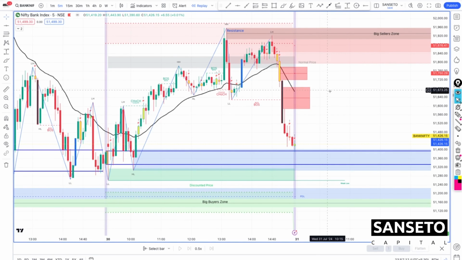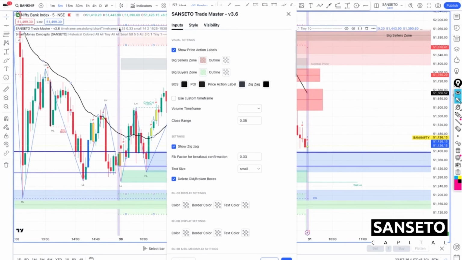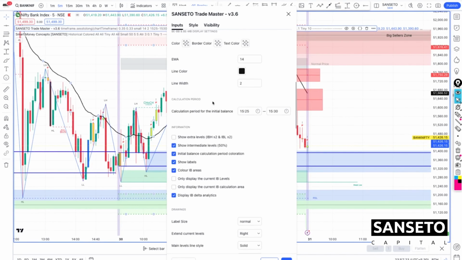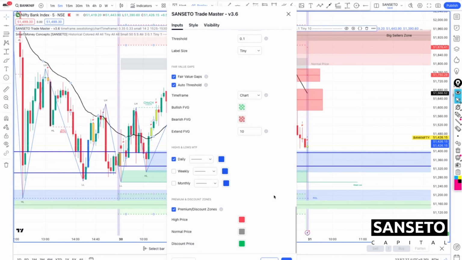So that's all for the indicator overview. If you go to the settings here, you can see this is SANSETO Trade Master. By default, all these settings will be available. If you want to change some of the colors, you can change them. These default settings are enough for you to make the trade.